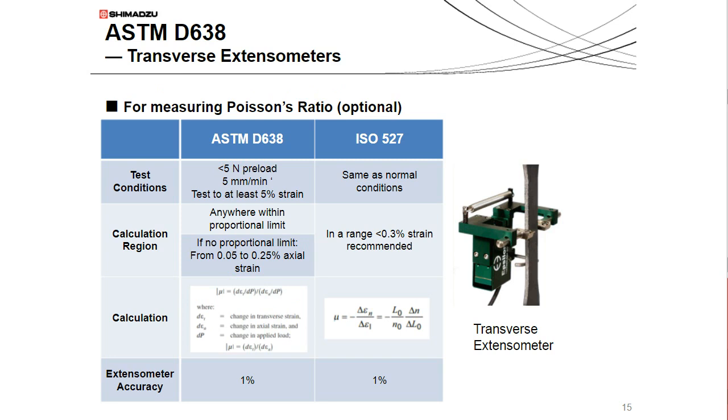In the previous slide, I referred to measuring Poisson's ratio. Both standards mention some guidelines for determination of Poisson's ratio, although it's an optional and less common measurement. They differ slightly in the finer points. ASTM recommends applying a preload, and it defines slightly different guidelines for the calculation region, saying simply that it can be determined anywhere within the proportional limit, while the ISO standard suggests specifically determining above the 0.3% strain, since it is typically more difficult to get accurate strain at the low end.